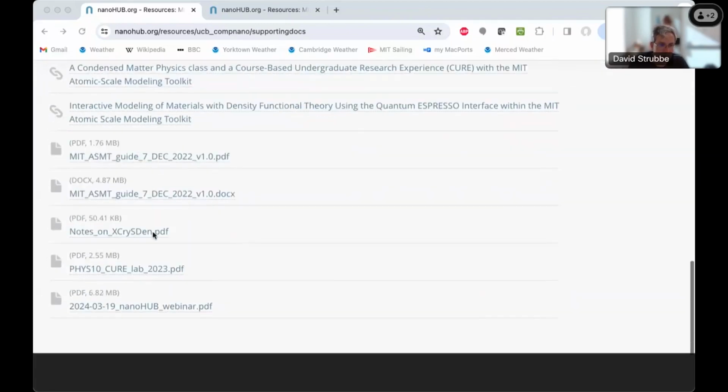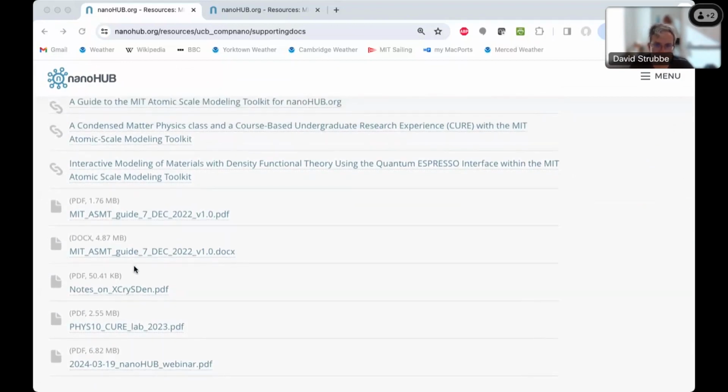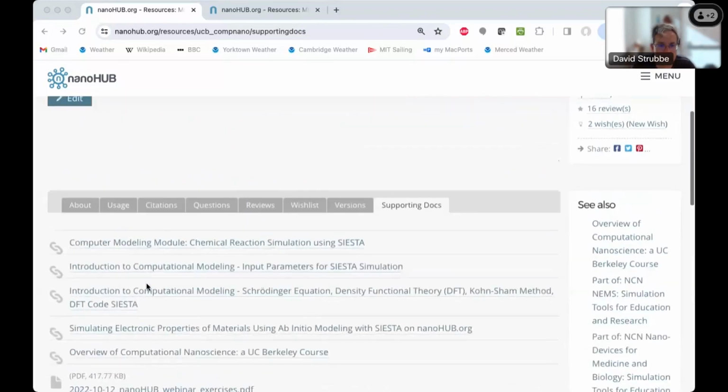And then down at the bottom, these last three are ones that relate to this one today. So these are my slides. This is actually the lab manual for the exercise, which I'm going to start looking at a few things in. And then I also put up some notes on visualization of structures with XCrySDen, which you might find helpful. It is not specific just to nanoHUB here, but can be helpful.